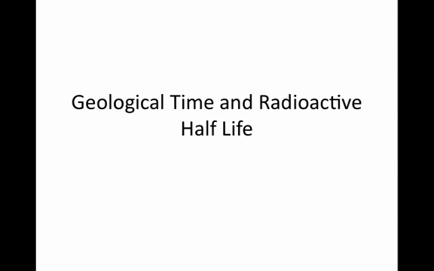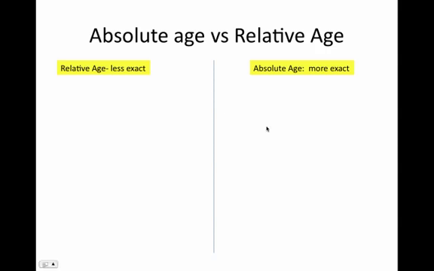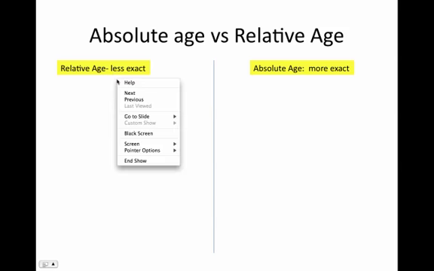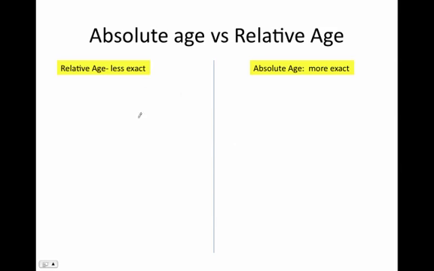Hi there. Today we're going to look at two concepts, geological time as well as radioactive half-life. In geology, there are two ways that we can find the age of something. One way is through comparison, and we call that the relative age, where we say one thing is older than another or younger than another. And this is a less exact method.